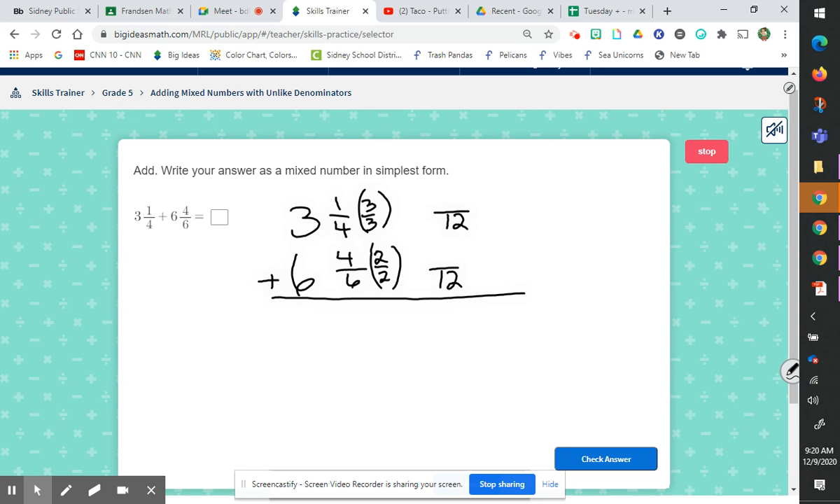Okay. So 1 times 3 is 3. 4 times 3 is 12. 4 times 2 is 8. 6 times 2 is 12. Now I can add those numerators, the top numbers, and this time I do not get an improper fraction. So I don't have to worry about finding that whole number and adding it in. I can just add my 3 and a 6 and I am done. And I think that's a good answer.